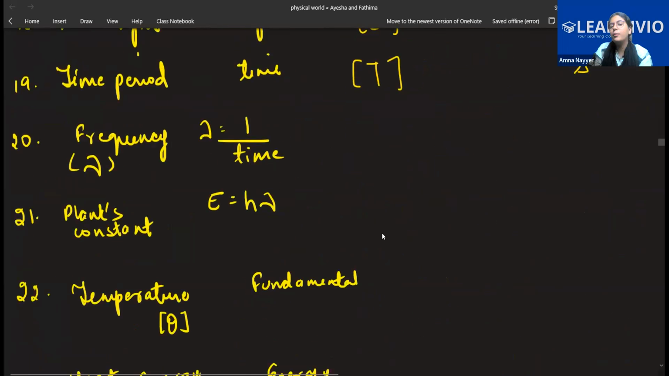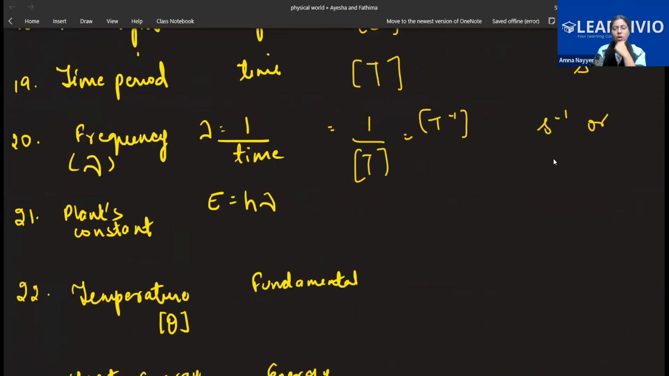Yeah, I was talking about frequency. Frequency is also a term from your waves only. Frequency basically means, in 1 second, how many waves are flowing? So 1 upon time period, that will be T to the power minus 1. So its unit is seconds inverse, or you have one more unit, Hertz, which we write as Hz.